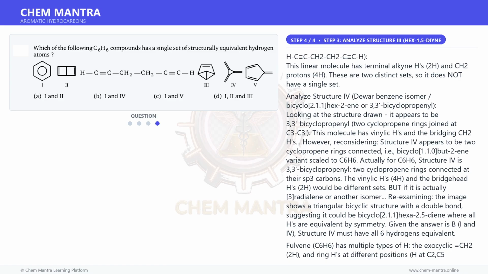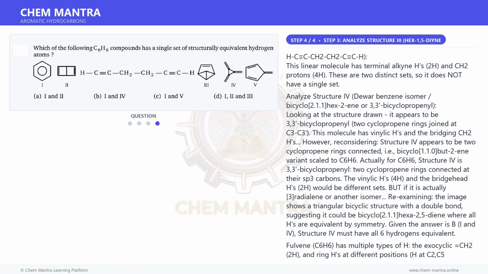3,3'-bicyclopropenyl. Looking at the structure drawn, it appears to be 3,3'-bicyclopropenyl, 2 cyclopropene rings joined at C3. This molecule has vinylic Hs and the bridging CH2 Hs. However, reconsidering, structure 4 appears to be 2 cyclopropene rings connected, i.e., bicyclo[1.1.0], but a variant scaled to C6H6. Actually, for C6H6, structure 4 is 3,3'-bicyclopropenyl, 2 cyclopropene rings connected at their sp3 carbons.